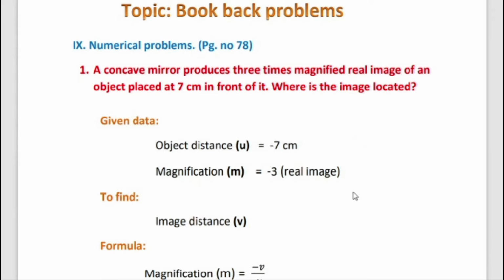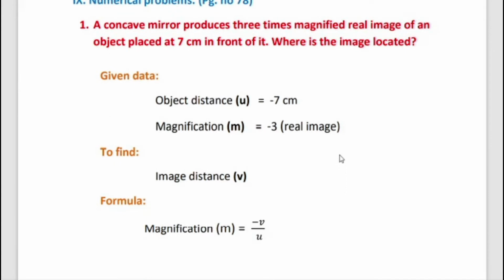So what are the given data? Object distance u is given. Object distance u equal to minus 7 centimeter. The negative sign is because the object is always placed on the left side of the mirror. So we measure any distance against the incident ray of light, which means it contains the negative sign. Then magnification m equal to minus 3. This minus indicates it is a real image. Magnification of real images always contains the negative sign. So minus 3 is the magnification.